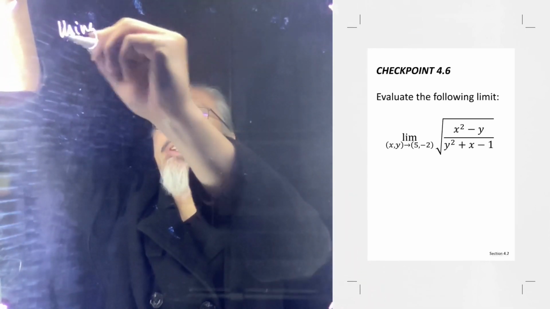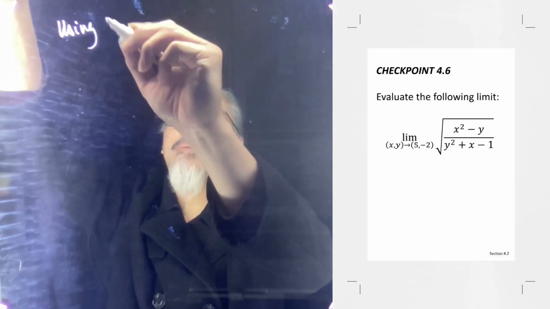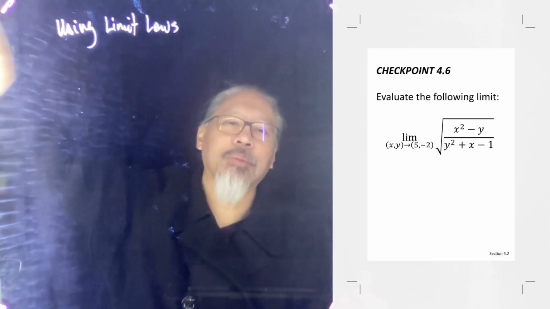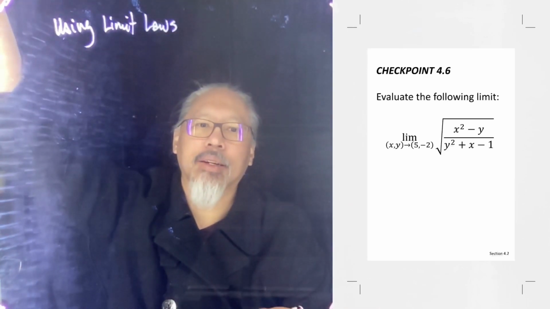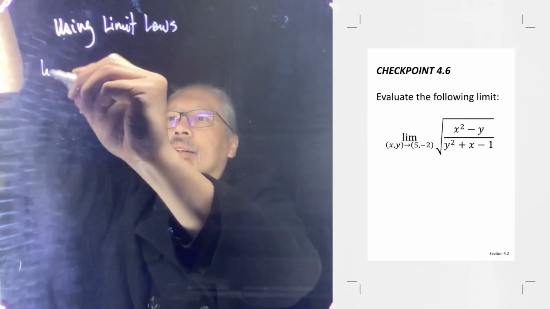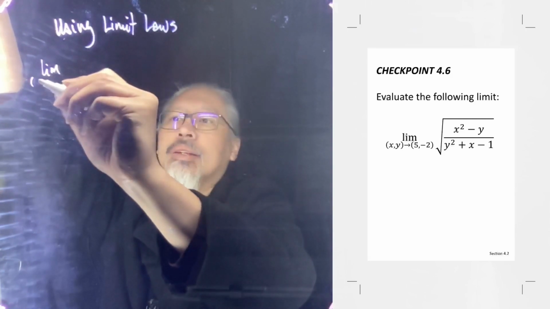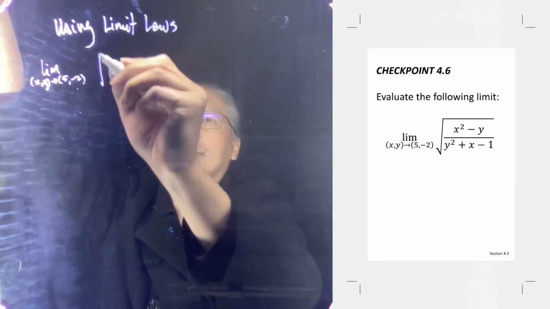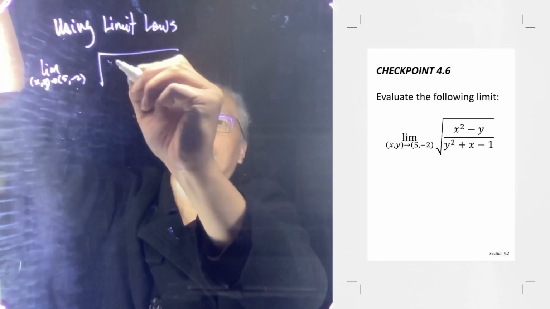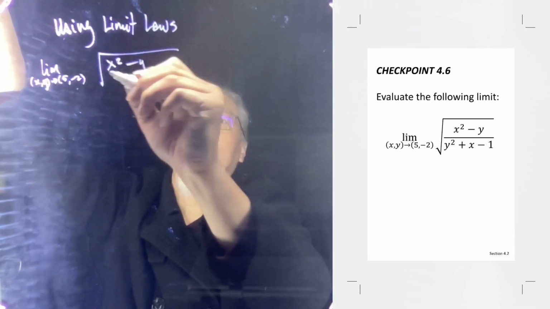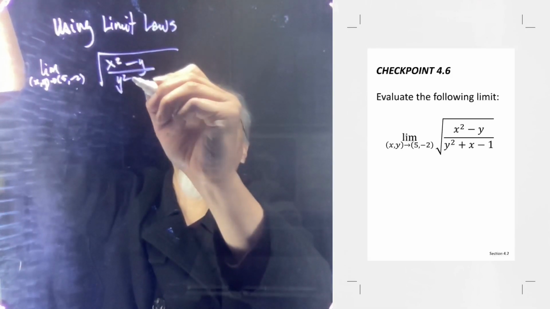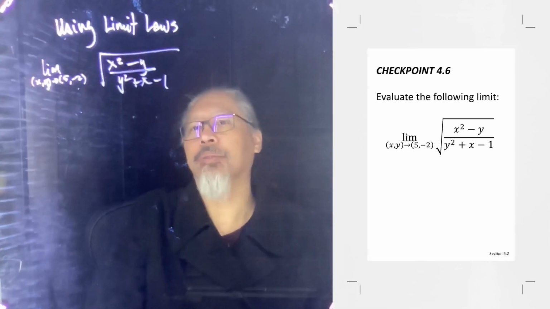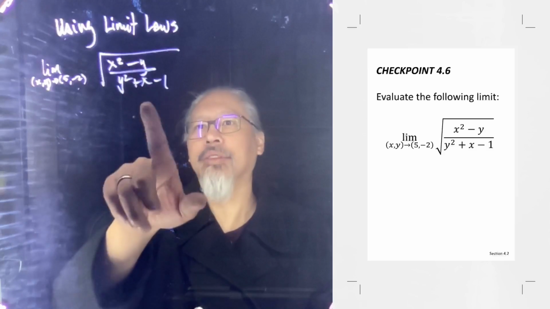And we'll explicitly say that we're using limit laws. And really we just plug in the values, but let's be specific about it. So the limit as (x, y) approaches (5, -2) of this quantity, we have x squared minus y in the numerator and y squared plus x minus 1 in the denominator. Really, we'll just be taking the limit of each of them.